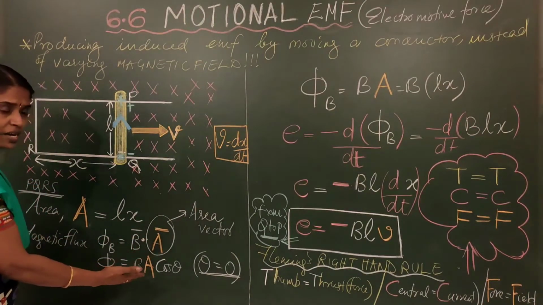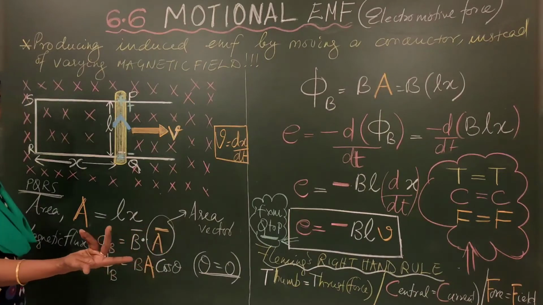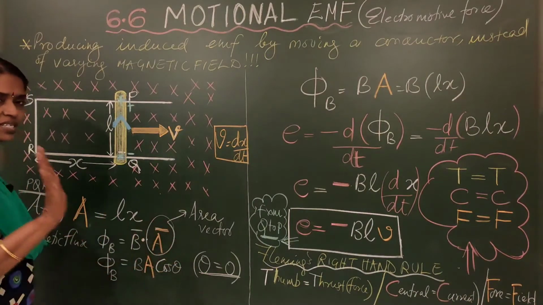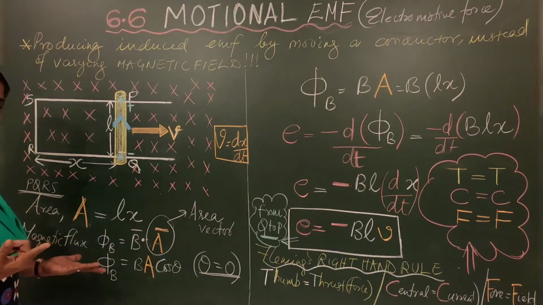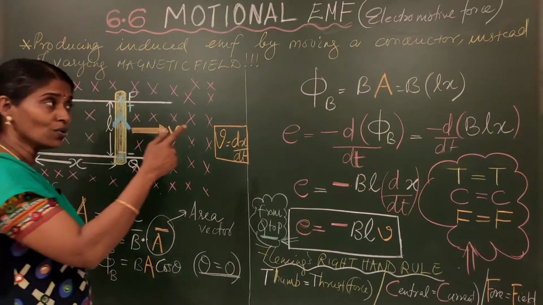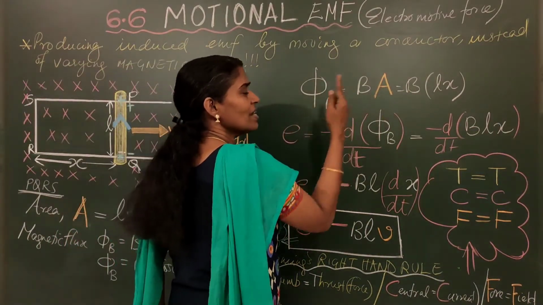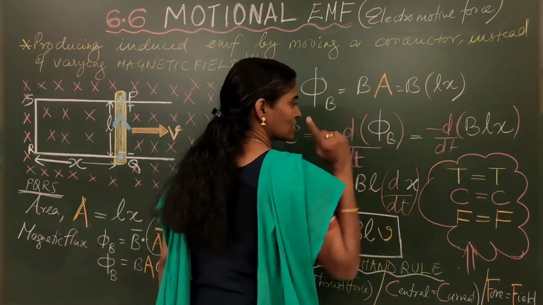So, what is B dot A? Mod B mod A cos theta. Theta goes to 0, cos theta is equal to 1. So, what is the flux? BA. Now, look at this very carefully. BA is nothing but BLX.